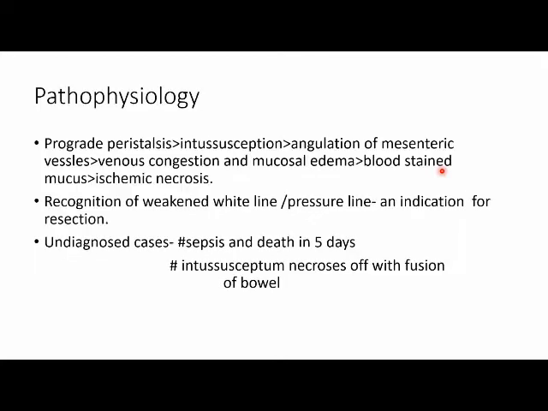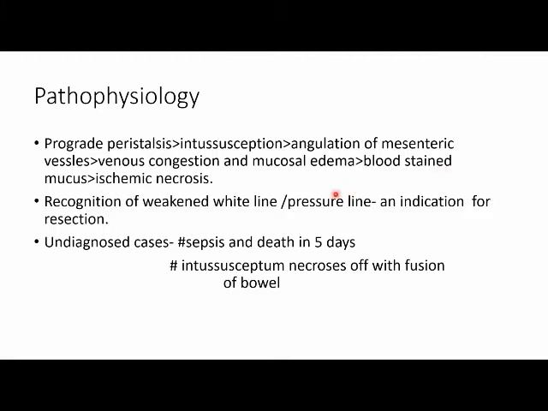Coming to the pathophysiology, initially there will be a prograde peristalsis, and there will be intussusception of the proximal bowel into the distal bowel. This leads to angulation of the mesenteric vessels, which in turn leads to venous congestion and mucosal edema. This in turn is followed by blood-stained mucus, which passes per rectum, and the patient can present with the passage of blood-stained mucus also. And in turn, this cycle leads to the formation of ischemic necrosis and bowel gangrene.